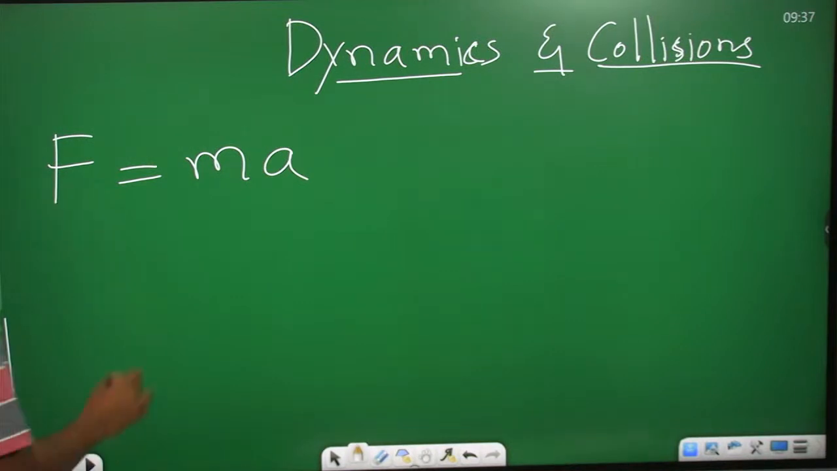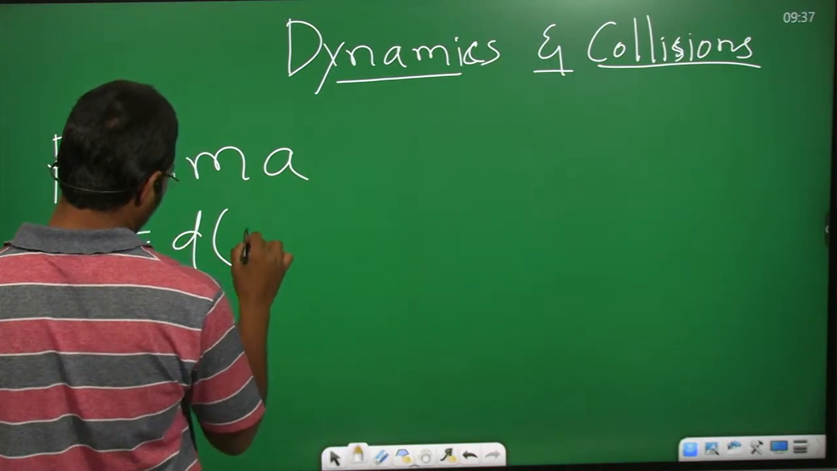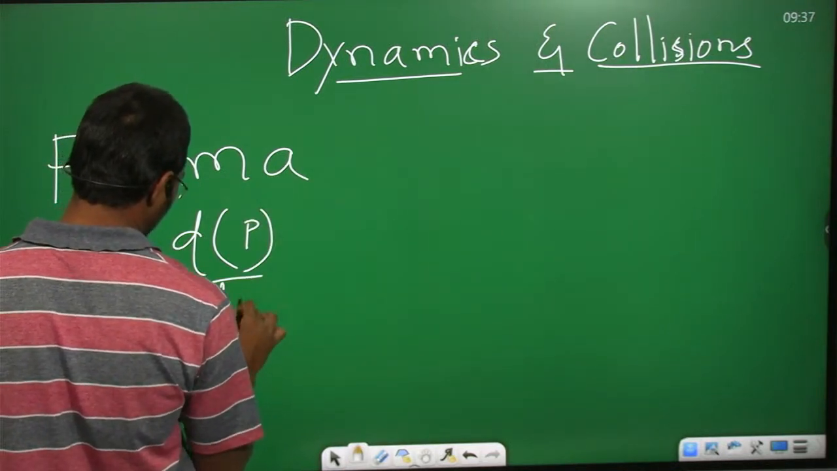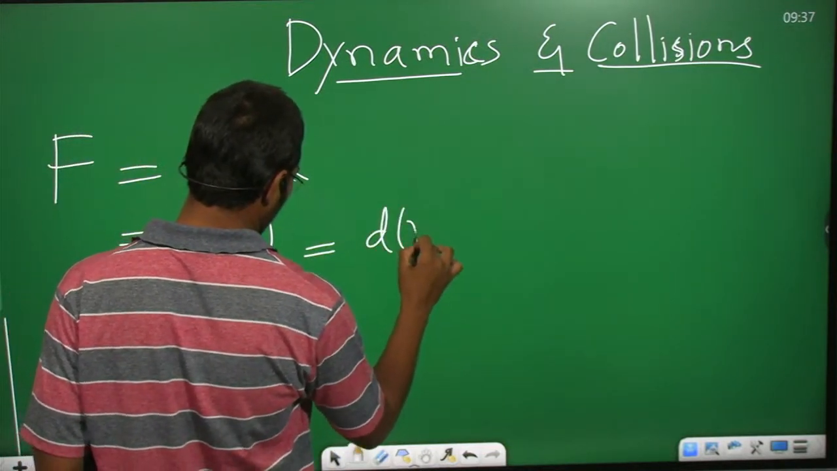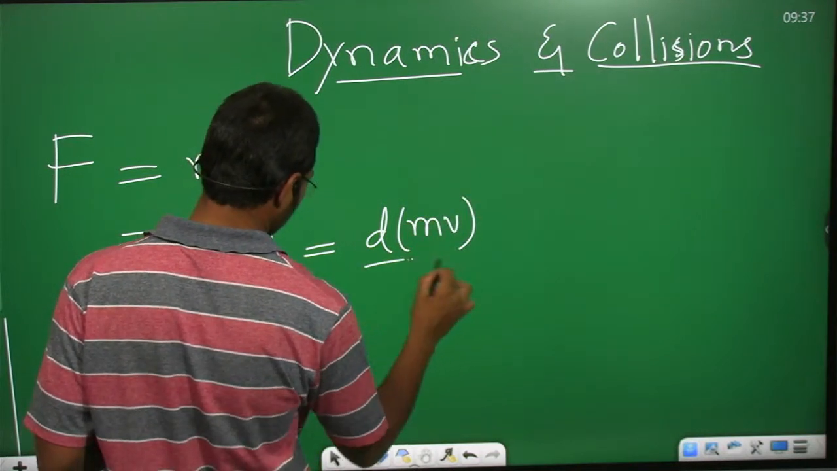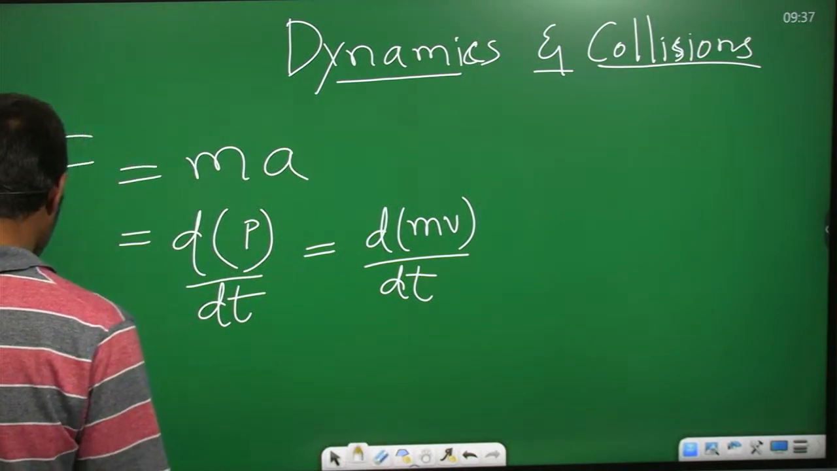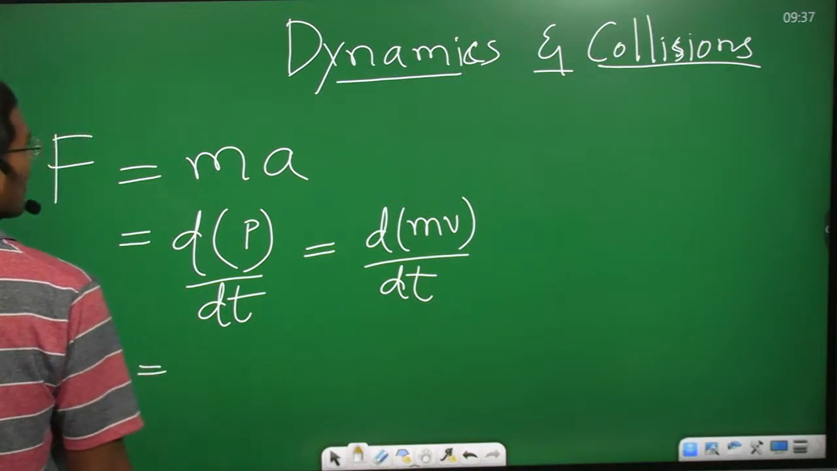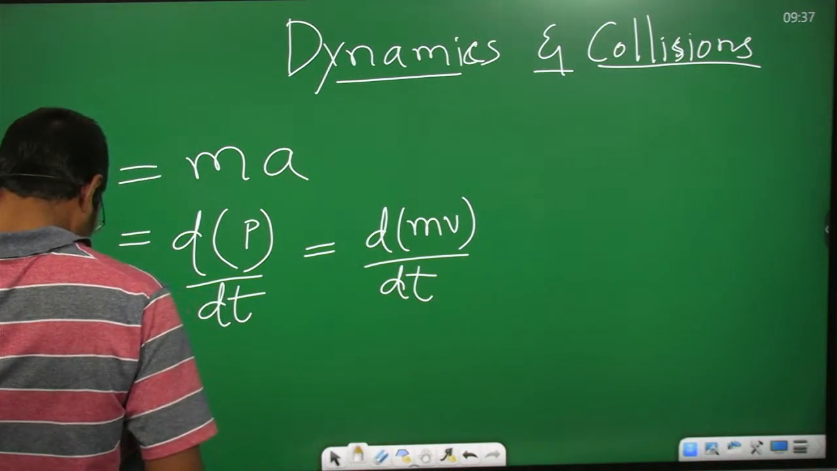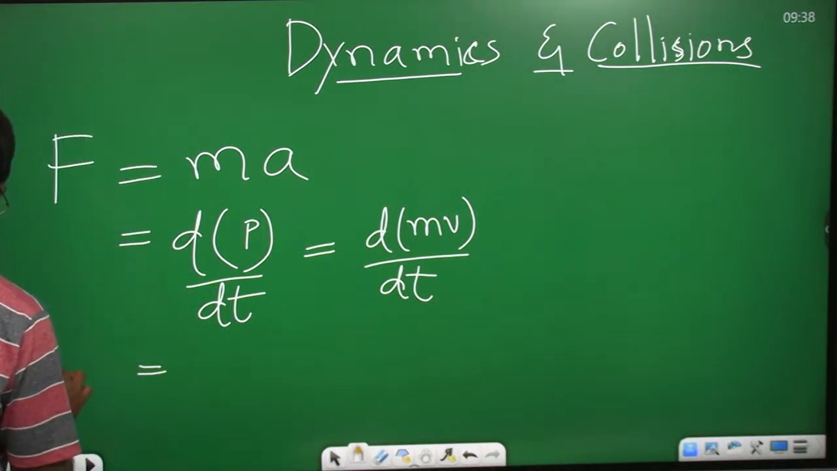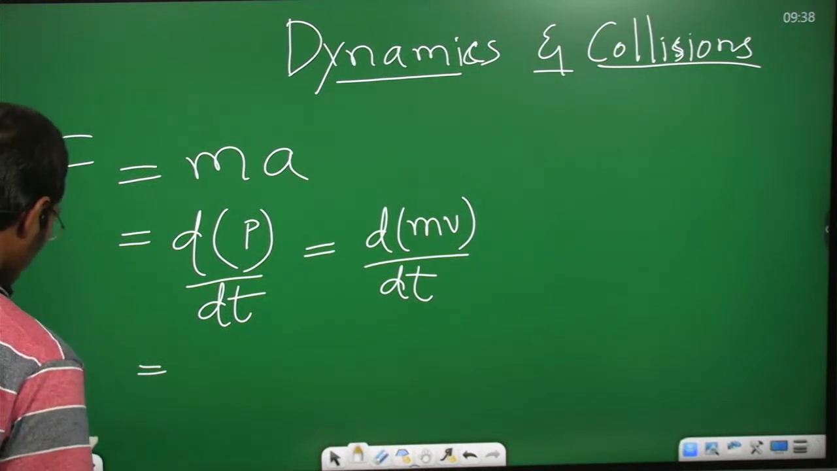So F is equal to MA. This is Newton's second law. Using this principle, we will be using the concept of collisions and dynamics. So what is impulse? Force is nothing but, how do you denote impulse?